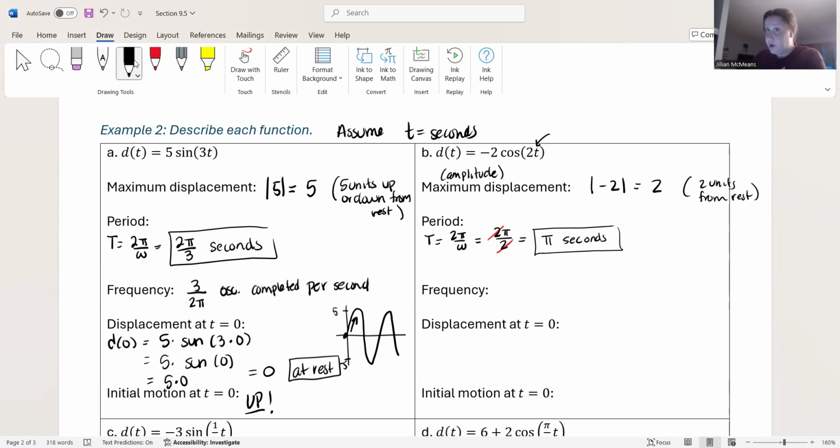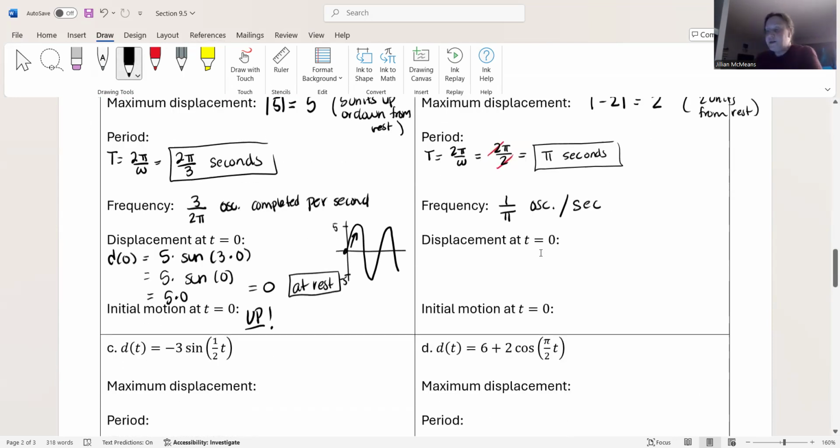Okay? Now the frequency. What is the frequency? It is how much of an oscillation is completed per single unit of time. So what we want to know is, okay, if one oscillation is completed in pi seconds, that means 1 over pi oscillations are completed per second. So not quite a third of an oscillation is going to be completed in 1 second. Okay? Or maybe, yeah, that's about right.